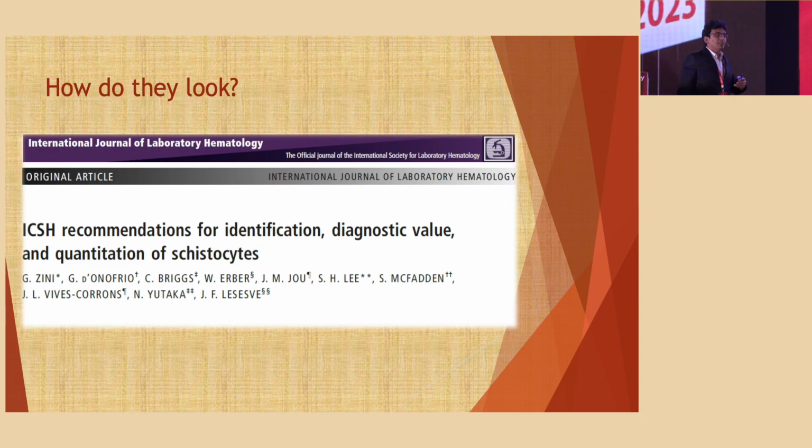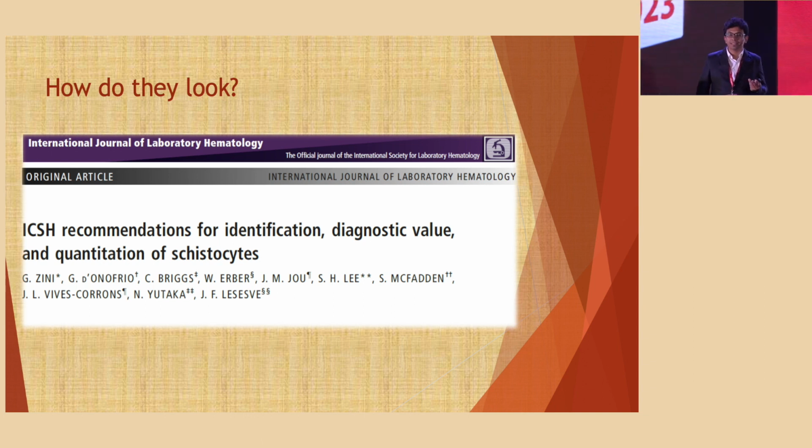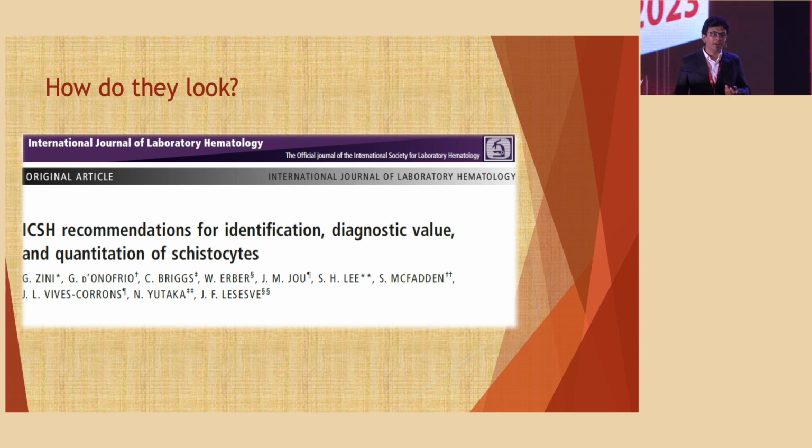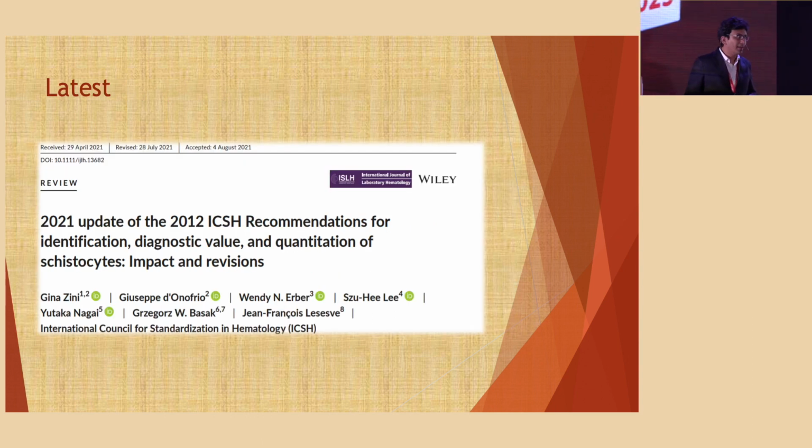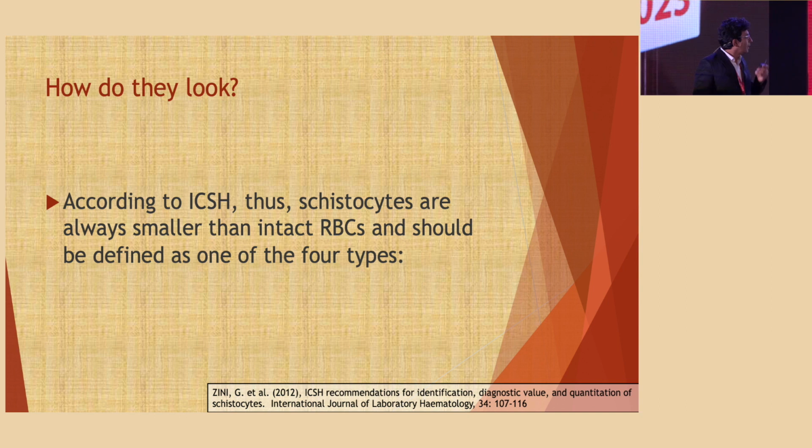So basically, way back, there was a lot of confusion or rather lack of consensus as to which cells we count as cystocytes. So ICSH in 2012 came up with recommendations on how to identify them, in which conditions do we call them, and how to quantify them. And this is the recent update on the same, the 2021 update, from a couple of years back.